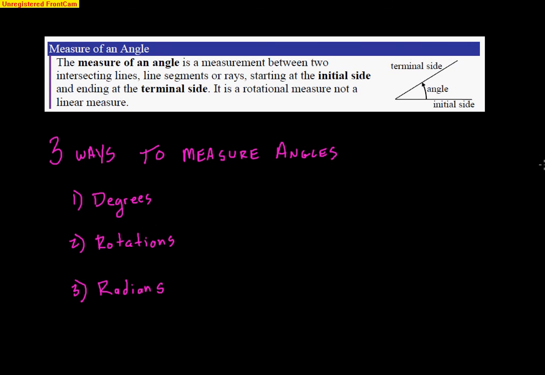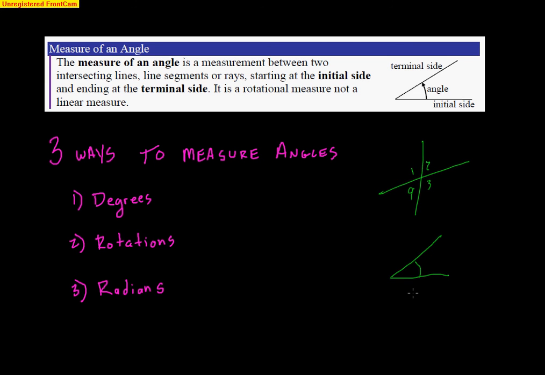First, what is an angle? An angle is a measurement between two intersecting lines, line segments, or rays. Pretty simple. So you could have an angle formed by two intersecting lines. Actually, we've got four angles here, 1, 2, 3, and 4. You could have a ray going this way, a ray going this way, and there's your angle right there.